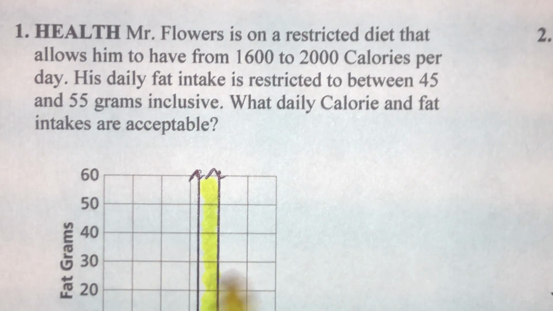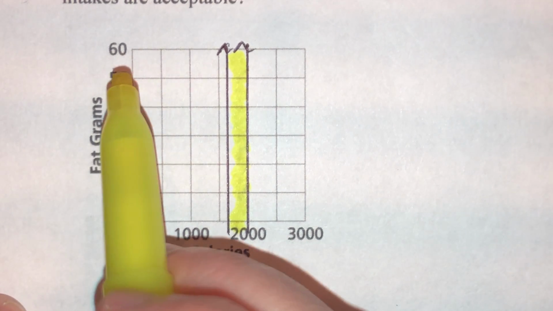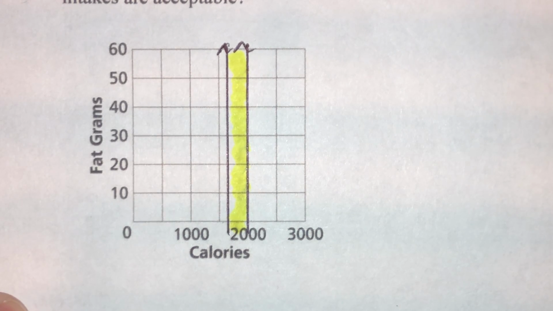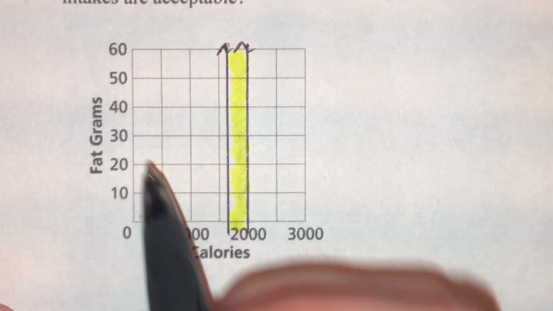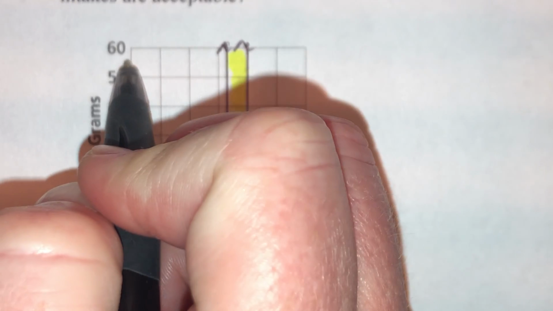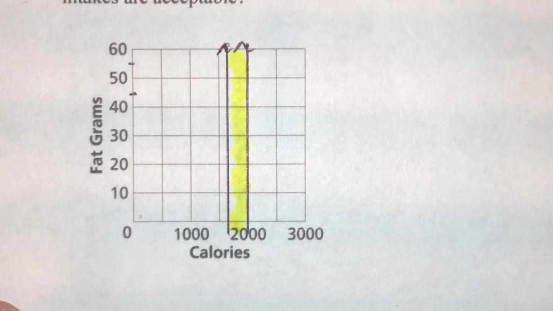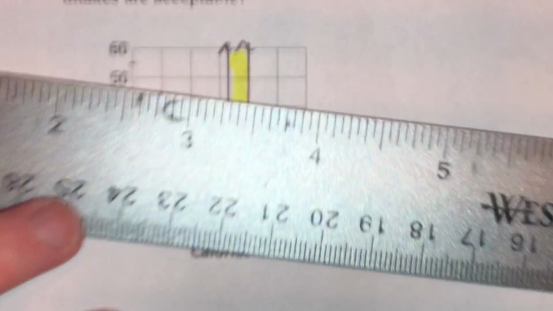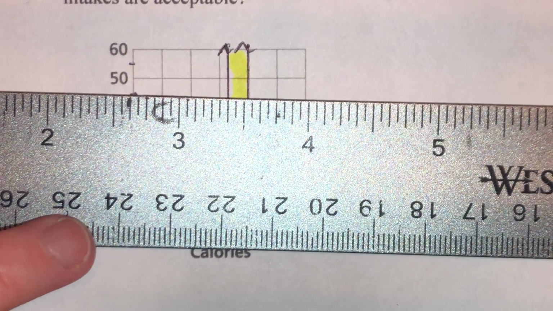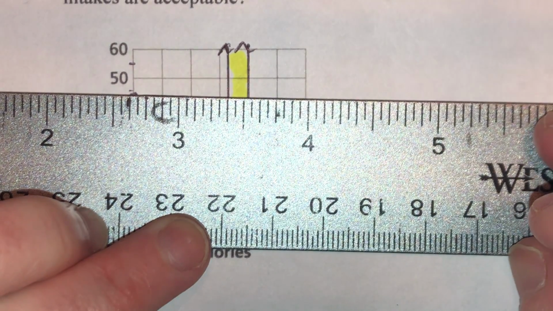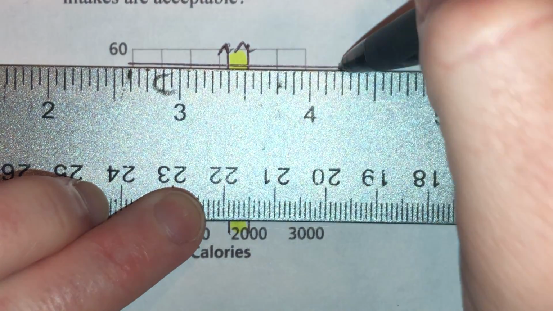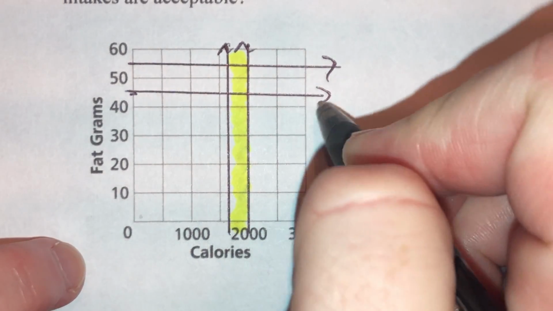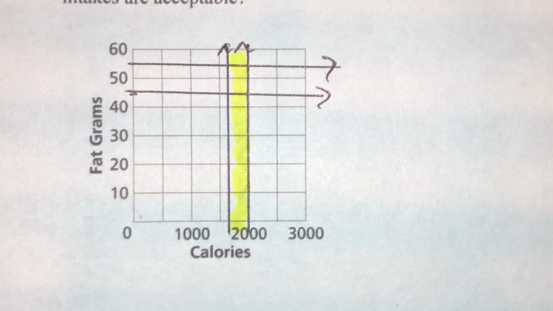Then we measure the fat, oh, sorry, I didn't realize you couldn't see that. Then we measure the fat intake over here on the side, and it says he can have between 45 and 55 grams of fat per day. So this is 30-40, 40-50, so about halfway is 45, and about halfway here is 55. So I'm going to draw lines, like kind of the boundaries, showing Mr. Flowers' fat intake. Diets stink, right? Okay, so he can have anywhere between these 2 lines.